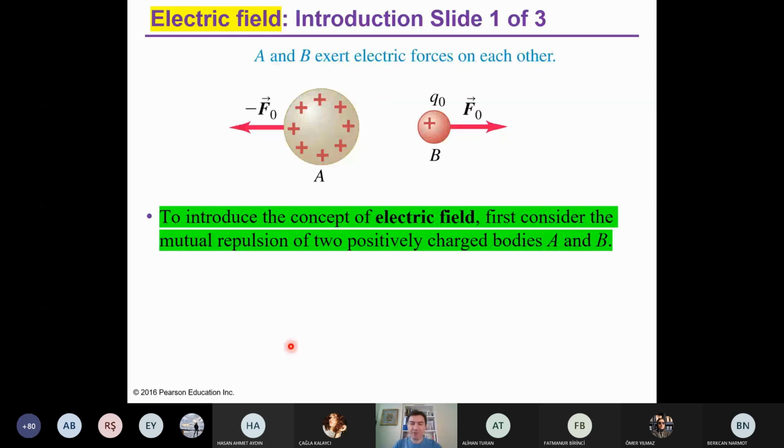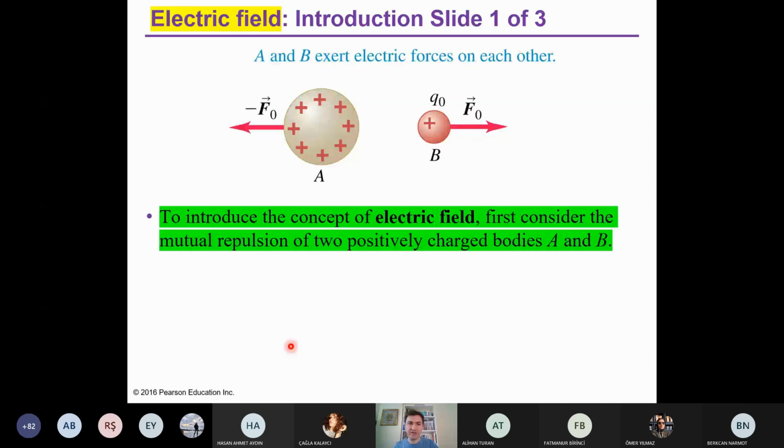Good morning, everybody. During the last lecture, we discussed the electric charge and the attractive and repulsive forces between electric charges. Today we will continue with electric field and electric dipoles. Here you see two balls.